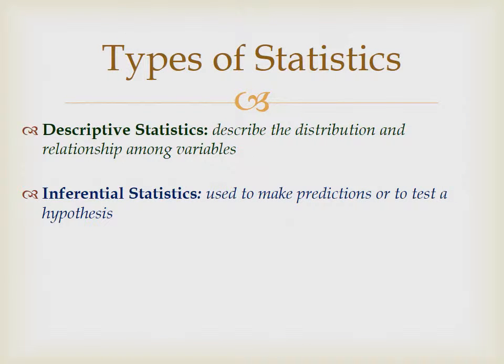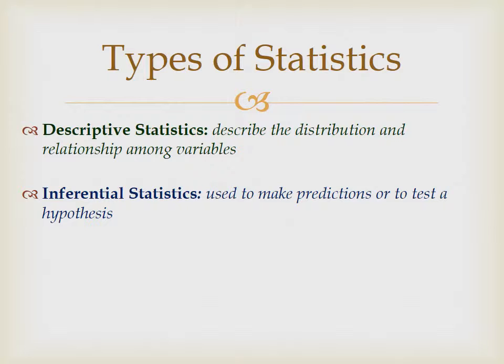Throughout this course, we're going to be looking at two types of statistics. The first one is descriptive statistics. These, quite literally, describe what your data looks like, describe the distribution, and sometimes the relationship among variables. The second type of statistics is inferential statistics. These are used to make predictions or to test a hypothesis.